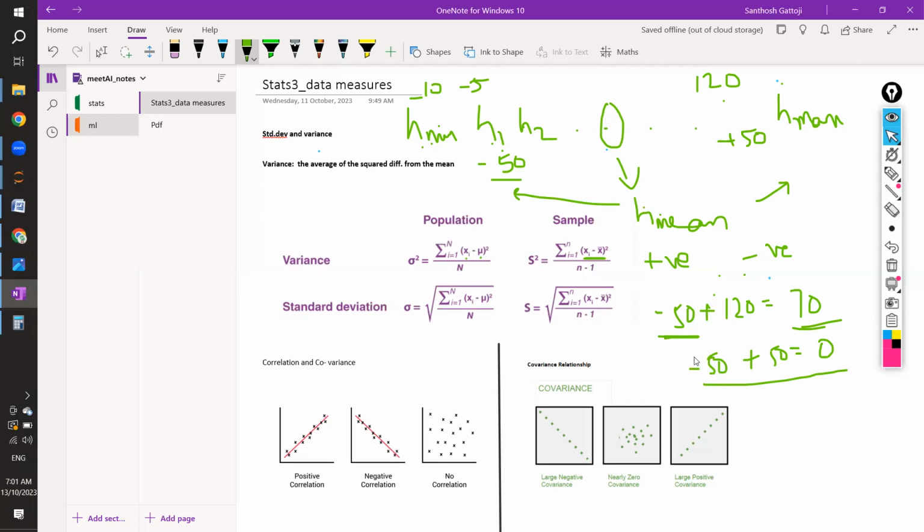To get the positive values, I will square. Now I will say, hey, I'll do square, I'll do square. That's fine. So then there will not be any cancellation. I'll get this, I'll get this. But the problem: I'll get the variance. But the problem is when you do variance, the units change.